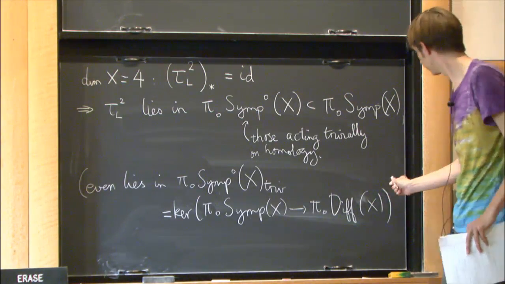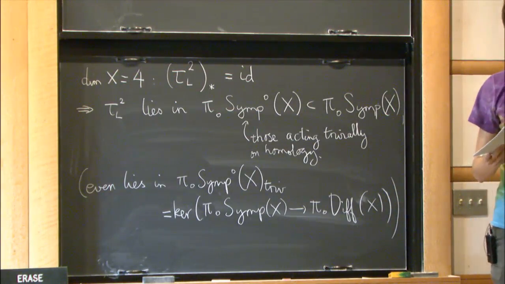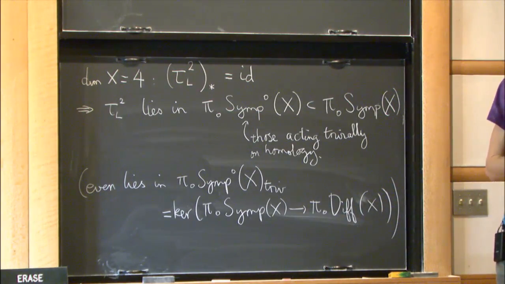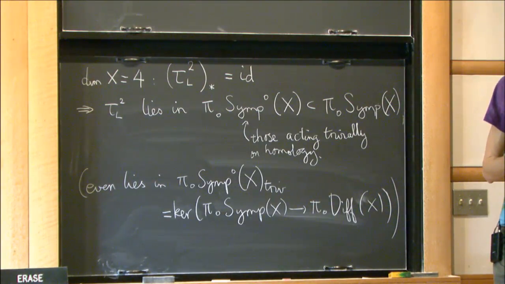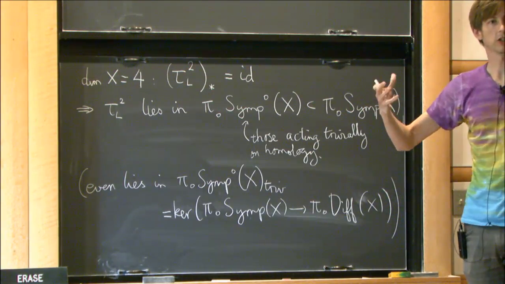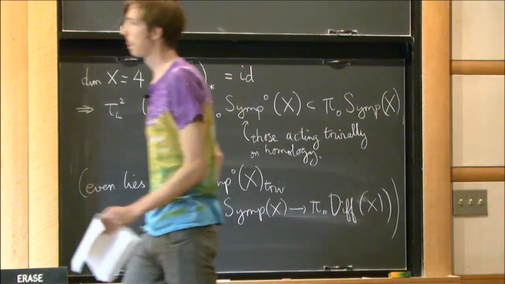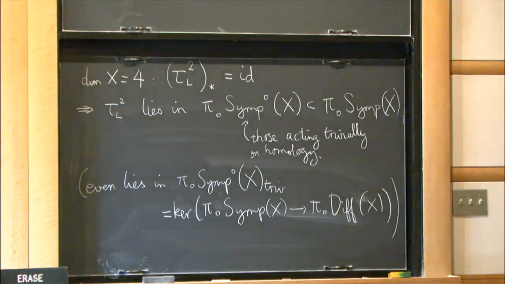Is there a difference between taking a subgroup of pi 0 of symplectics that act trivially on homology versus starting by taking symplectomorphisms that act trivially on homology and then taking pi 0 of that? Is it the same thing or not? It's the same thing, yeah. I mean, the automorphisms of cohomology is discrete, yeah.